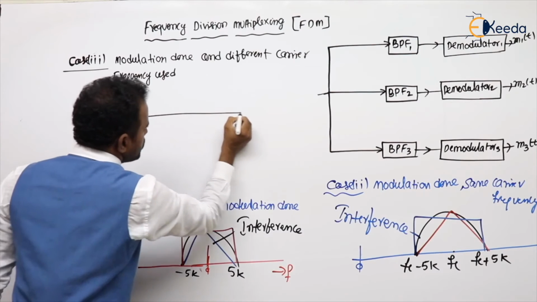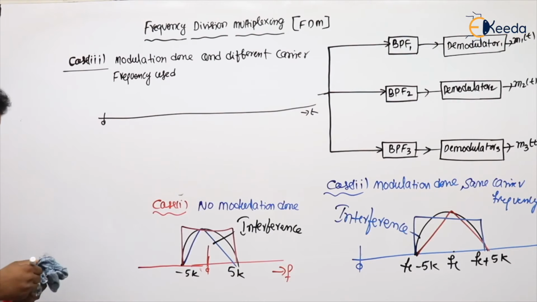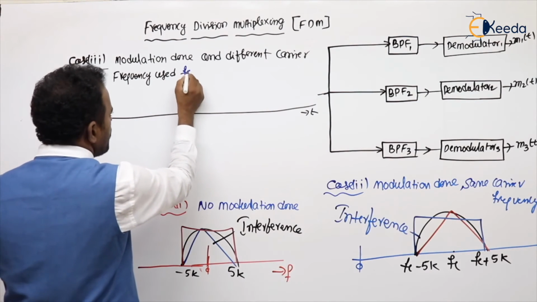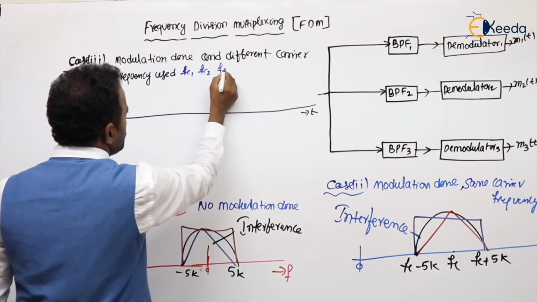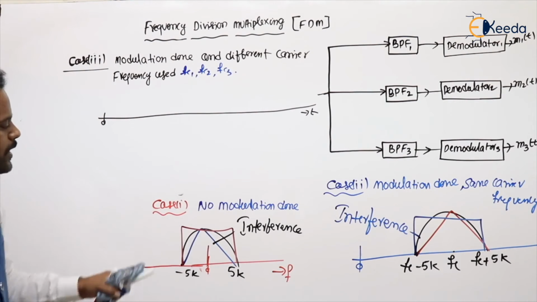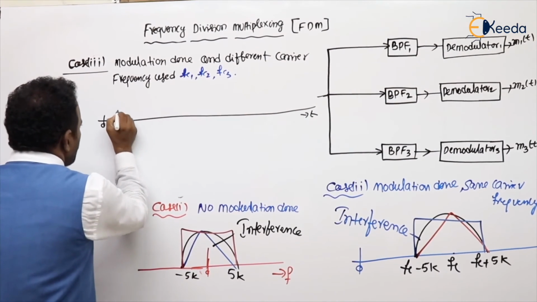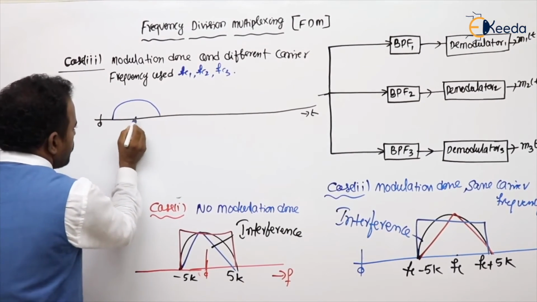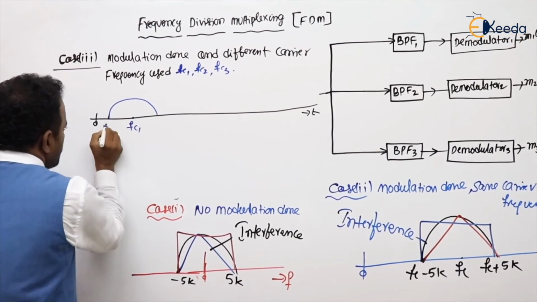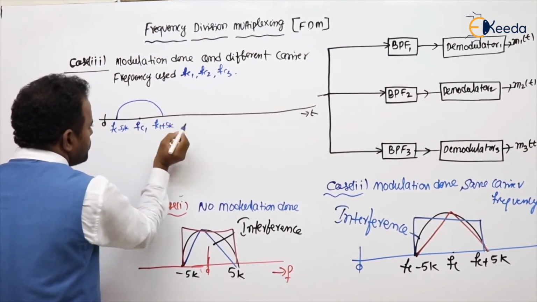Let's see the channel spectrum. Different carrier frequencies, FC1, FC2, FC3, I am using. Now see, the first one is occupying from where to where? I have taken minus 5K to plus 5K. For that one I am using the carrier frequency FC1. This is FC1 minus 5K, FC1 plus 5K.